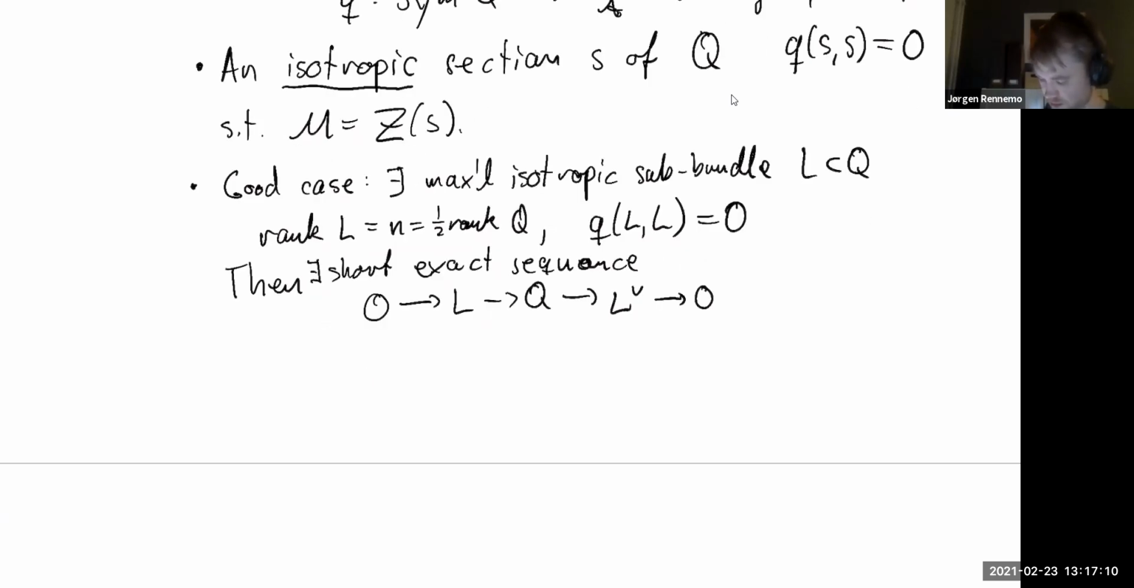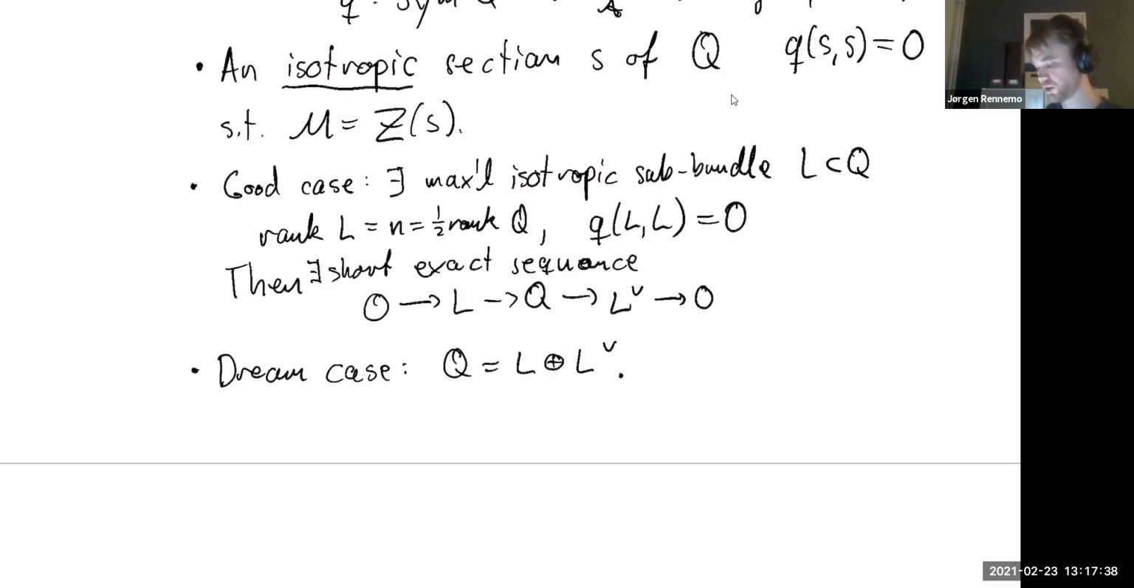And here's an even better thing you can hope for. So the dream case is when actually this short exact sequence splits. So Q is actually isomorphic to L plus L dual. Okay, so in this case we have an SO(2n) bundle, which is as simple as can be. You take one vector bundle, take its dual, and you take the quadratic form, which is just a pairing of L with its dual.